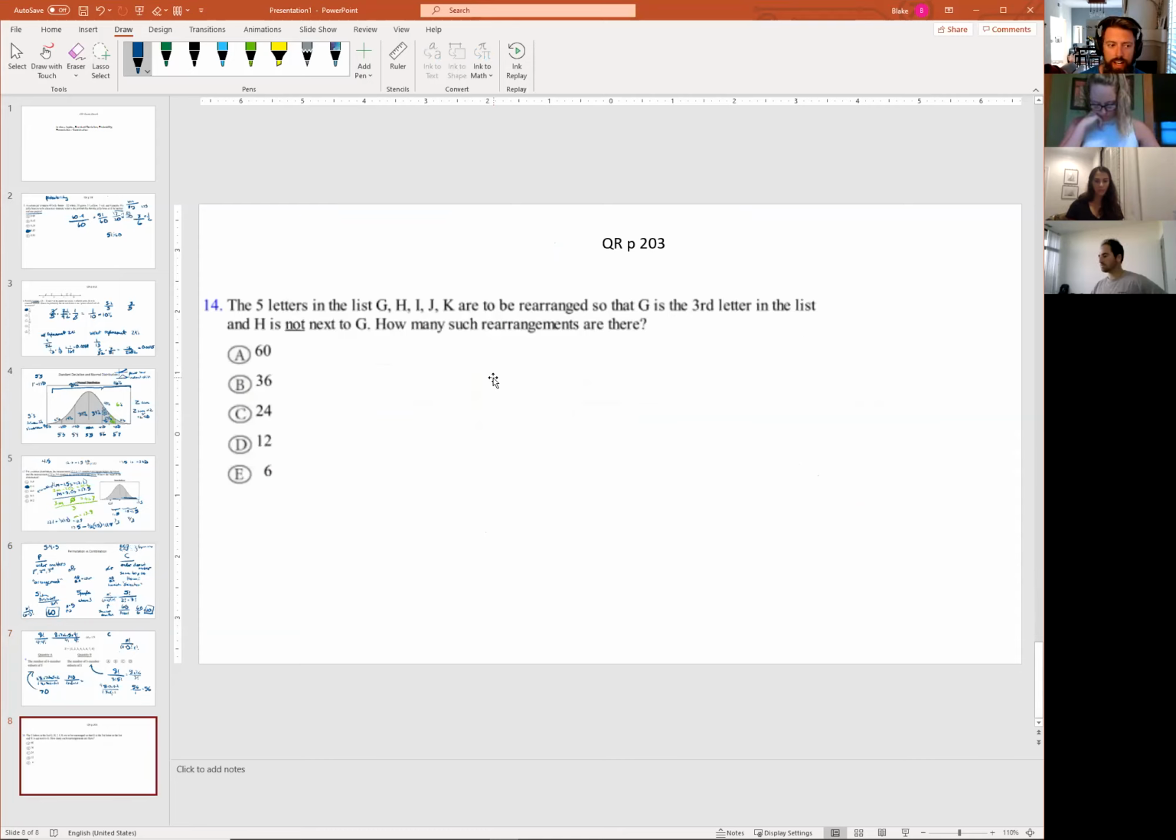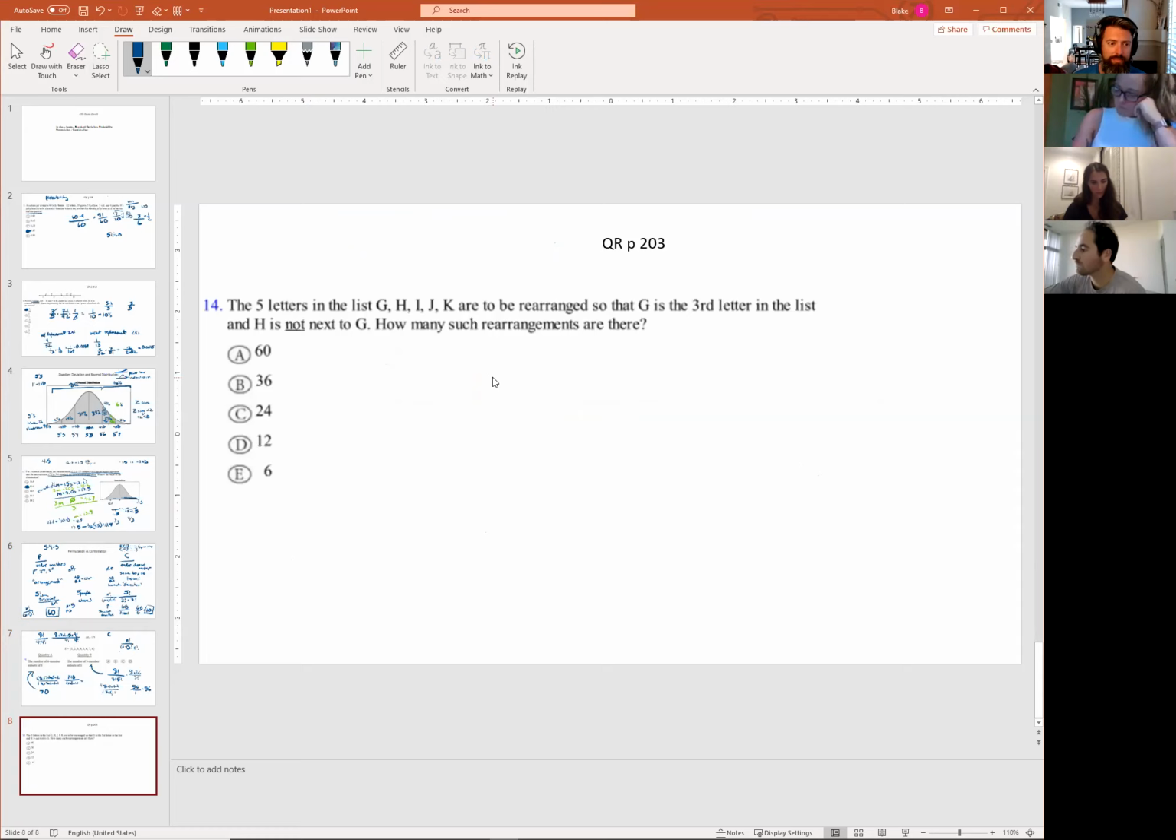So this is a slightly more difficult one. This is page 203. We've got 5 letters in a list. So letters, license plates, this is kind of a classic thing for them to do. 5 letters in the list, G, H, I, J, K, are to be rearranged so that G is the 3rd letter in the list and H is not next to G. How many such arrangements are there? Rearrangements. So this is a permutation.